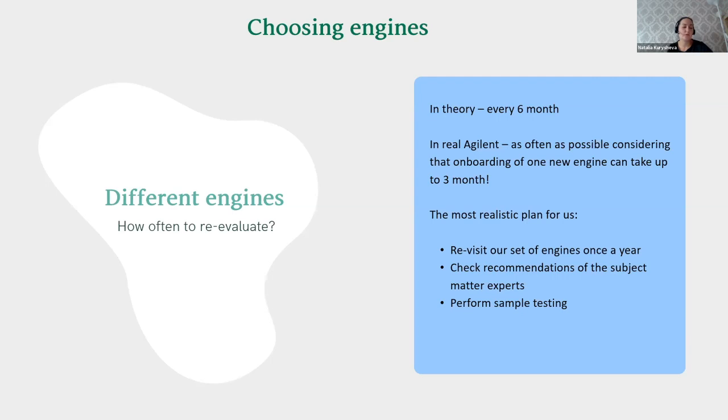So for Agilent, the most realistic plan is to revisit our set of engines once a year, check recommendations of the subject matter experts, and actually also perform sample testing.